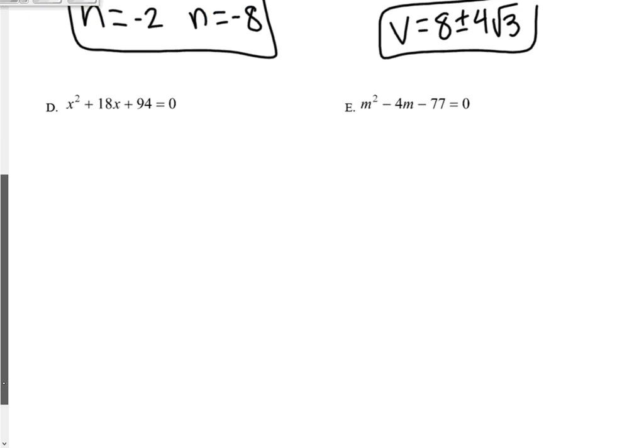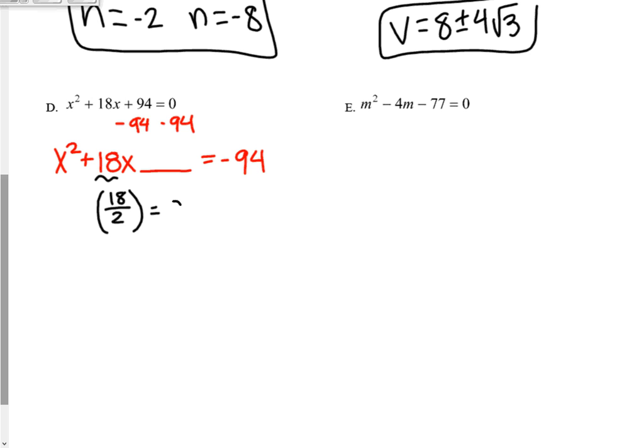Let's go down to D. So first step, always move that constant over to the other side. Now I have x squared plus 18x, I'll leave my space, equals negative 94. Take our middle term, divide it by 2, gives me 9. And then I take 9 and I'm going to square it. So 9 squared is 81. I add 81 to both sides.